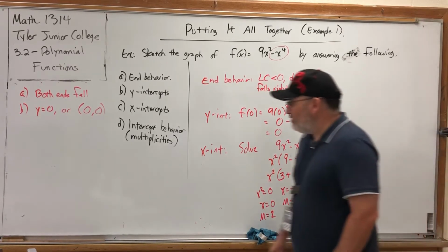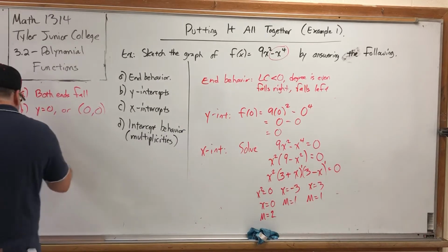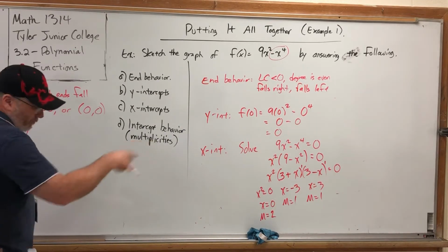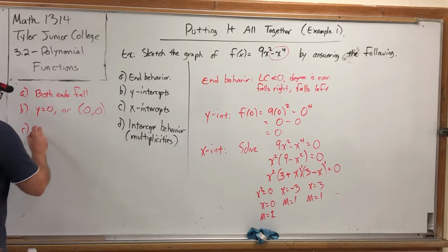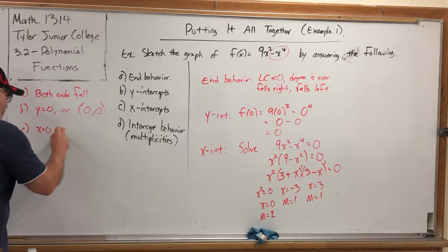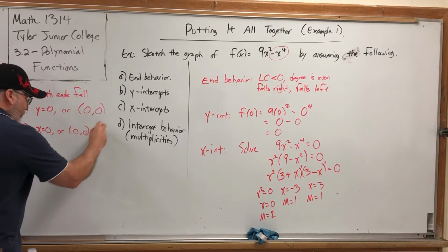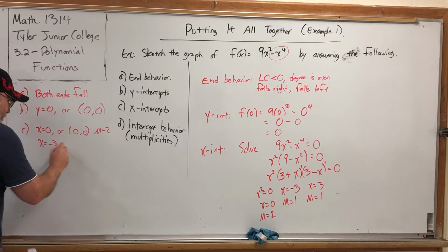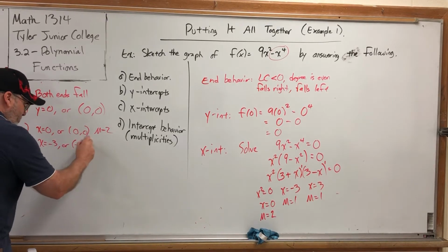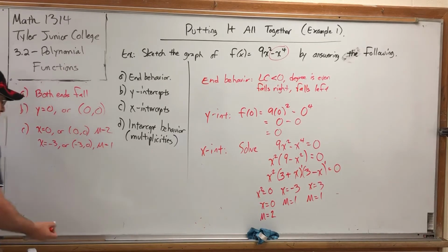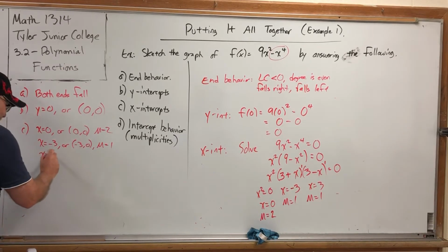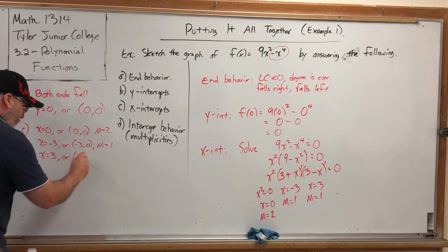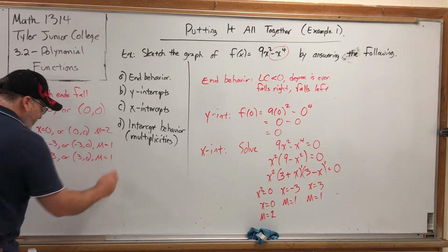So now we have our x-intercepts. The first x-intercept, well, let's go from left to right. We have an x-intercept at x equals 0, or (0, 0), and its multiplicity was 2. We had an x-intercept at -3, or (-3, 0), and the multiplicity was 1. And we had an x-intercept at x equals 3, or the point (3, 0), and its multiplicity was also 1.